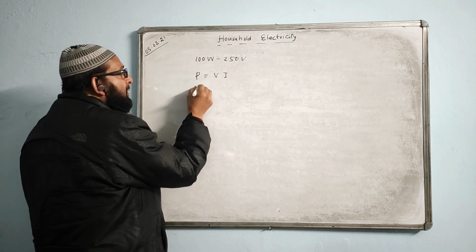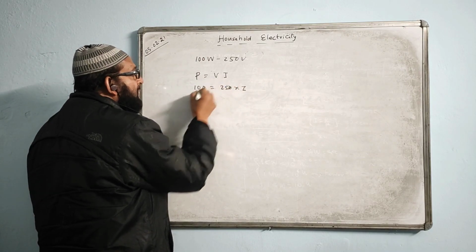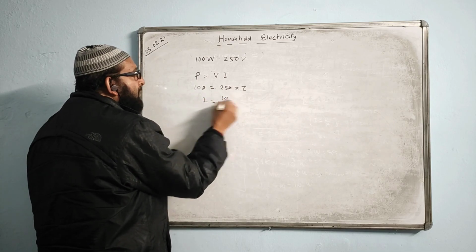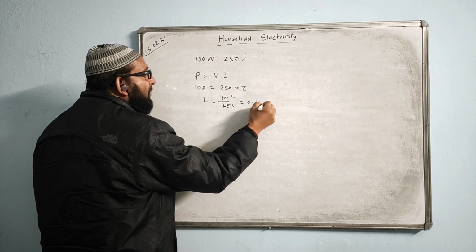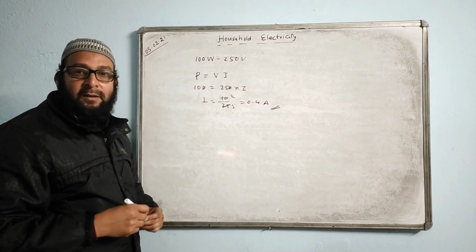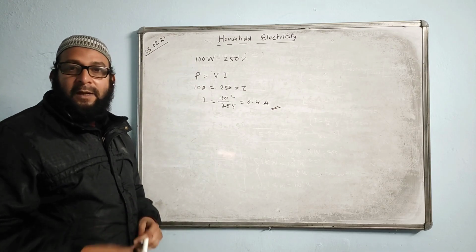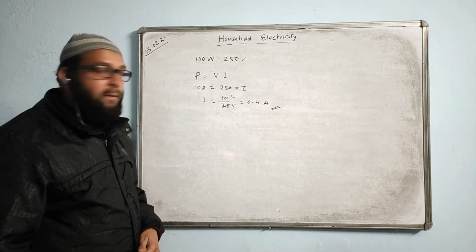Power is, suppose, 100 here, voltage is 250, and the current value we will find out. This is coming 10 by 25, cancel: 5 2s are 10, 5 5s are 25, so 2 by 5. The answer is 0.4 ampere. That is the maximum current that can flow through the bulb: 0.4 ampere.